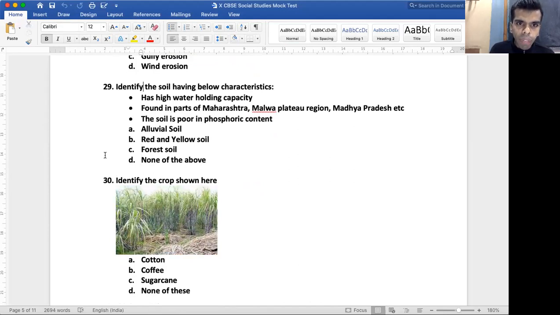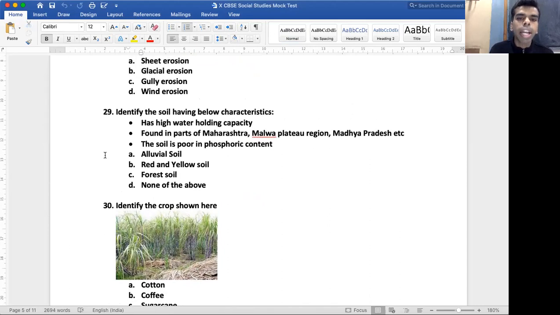Identify the soil having the below characteristics: it has a high water holding capacity, is found in parts of Maharashtra, the Malwa Plateau region, and Madhya Pradesh, and is poor in phosphoric content. कुछ याद है ये किसके फीचर्स है? Alluvial soil तो सर्वगुण संपन्न है, उसके अंदर सब अच्छे फीचर्स है. तो alluvial soil तो नहीं होगा.